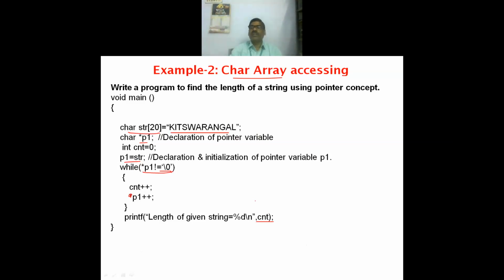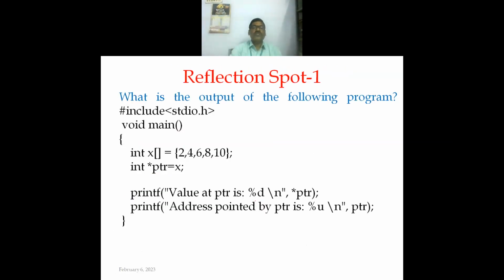So this is the same as a one-dimensional array, how we are accessing it through pointers. Fine. So this is one reflection spot here. So what is it going to print? x is declared as an array, int *ptr equal to x, then we are printing the value *ptr, the value stored at that particular location. What is the value it is going to print? Any students?